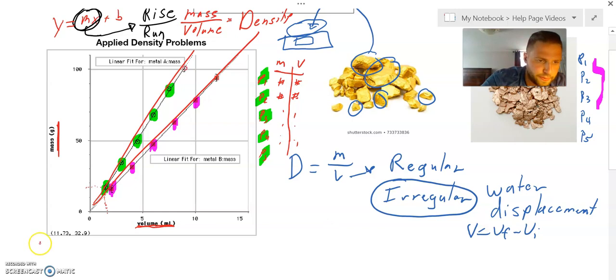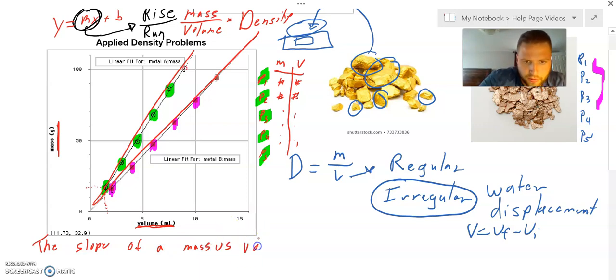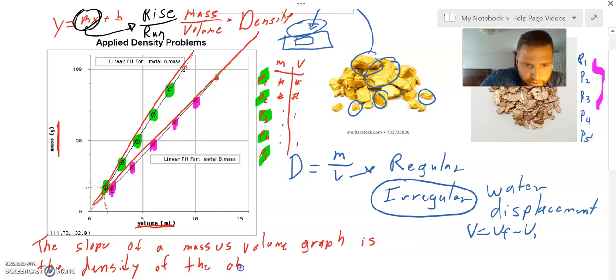You want to write this down. The slope of a mass versus volume graph is the density of the object being measured.